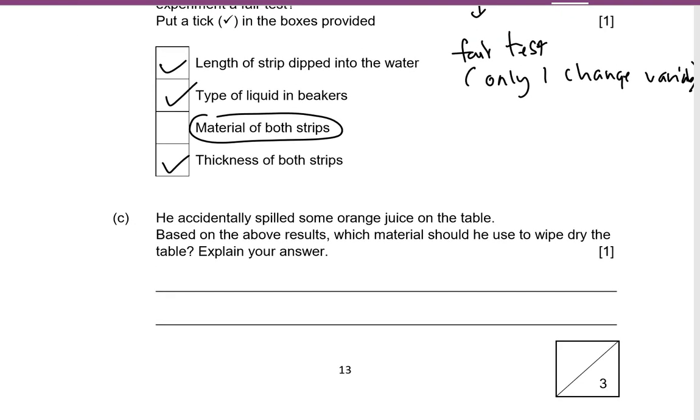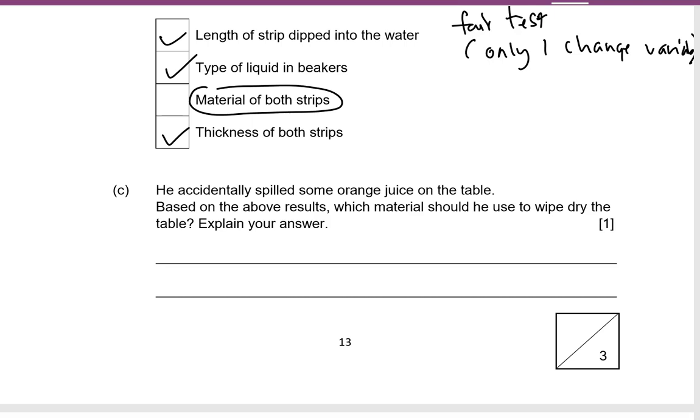Okay, now let's look at C. He accidentally spilled some orange juice on the table. Which material should you use to wipe dry? Explain your answer. Choice, evidence, and result. Now, choice must be correct. So, of course, you're going to choose something that is waterproof, right?